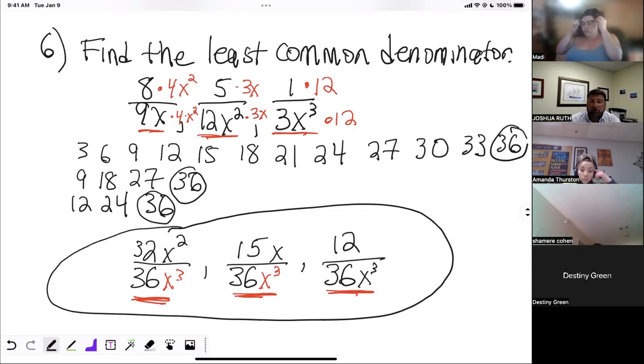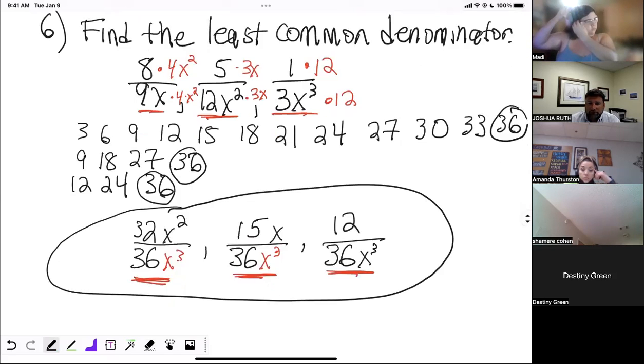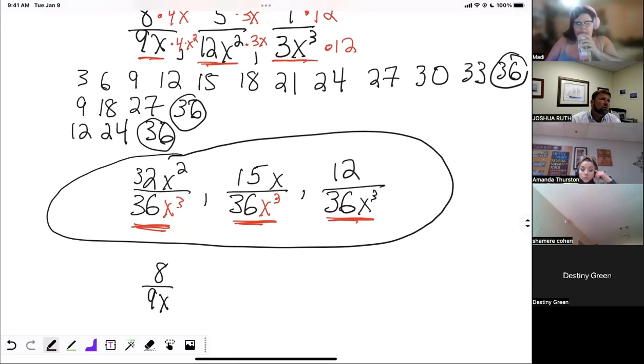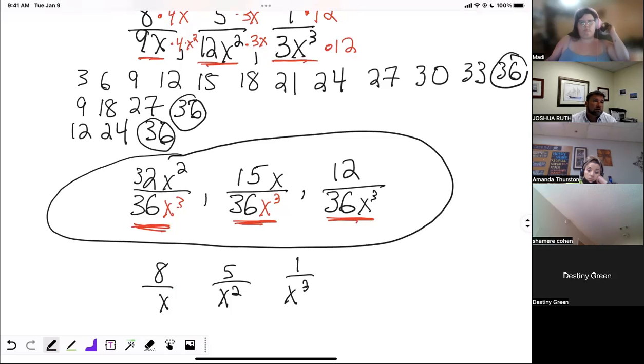Okay, so you look at what you had. So let me go down here a second. 8 over 9x. I just want to look at the x's. Hold on. Forget the 9 for a minute. We're just going to look at the x's. We had 8 over x. We had 5. I know we have another number too. I just want to concentrate on the x's. And we have 1 over x to the third. All right, how do you get the x's to be the same? Well, common denominator is always by multiplying. You can't divide, you can't subtract, you can't add. It has to be by multiplying.